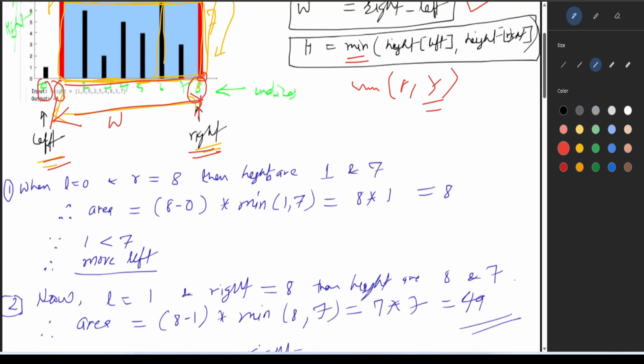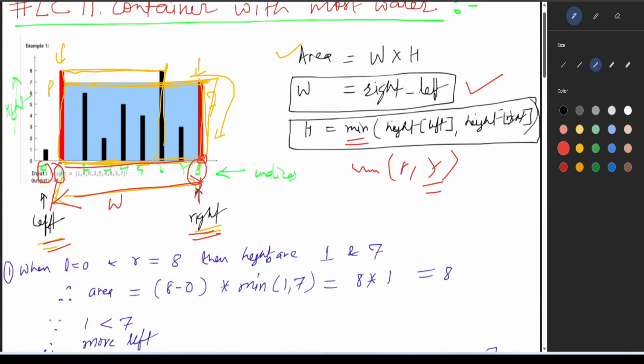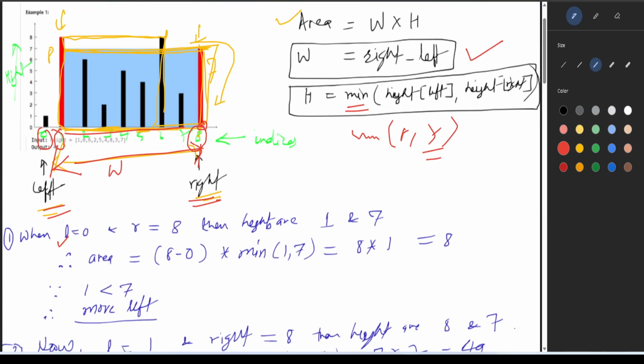If you come here, you just take the two points. Let's suppose left is at 0 and right is at 8. I'm using the two-pointer concept so that we can find the area. So left at 0 and right at 8. Initially, the heights are 1 and 7. What is the minimum between 1 and 7? It is 1, and this is the width. You multiply, you will get 8.